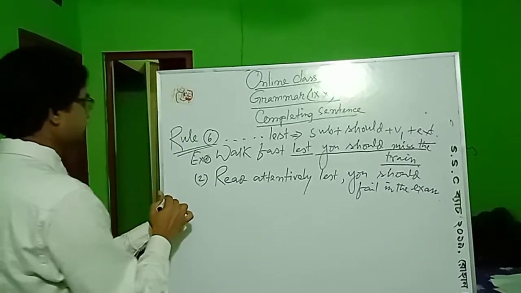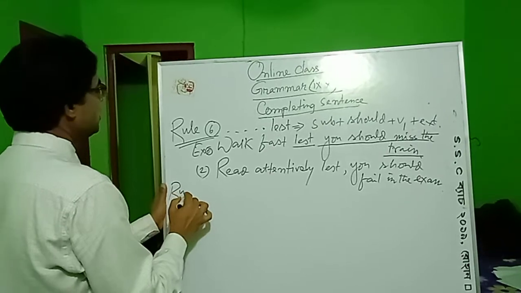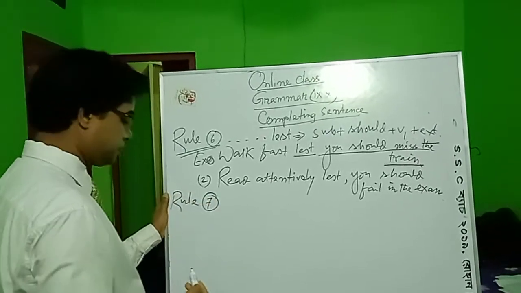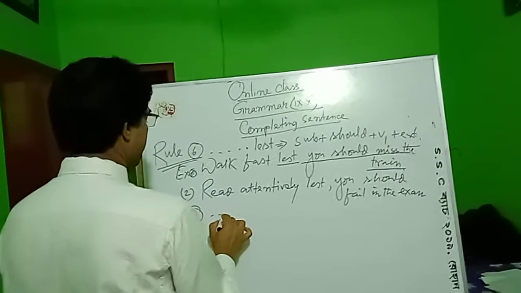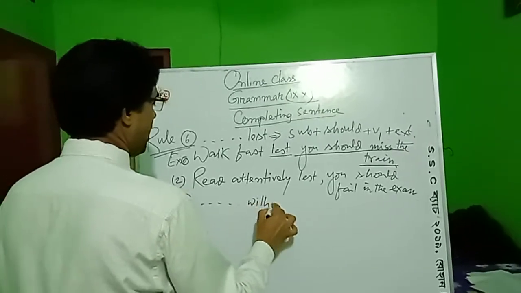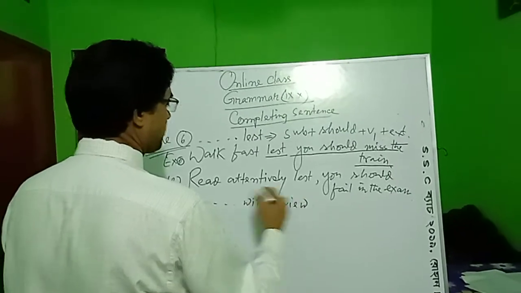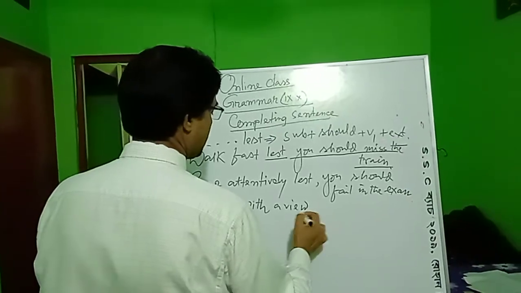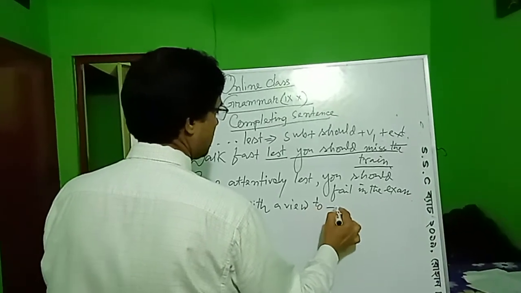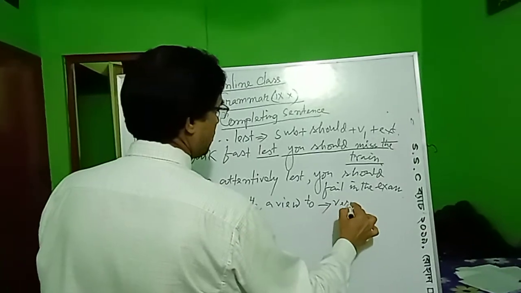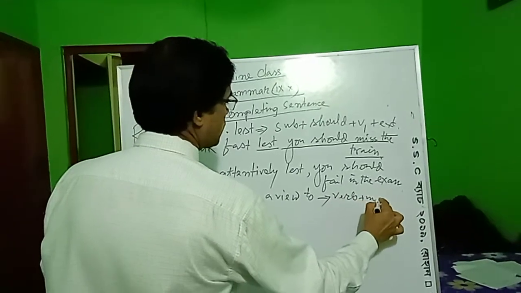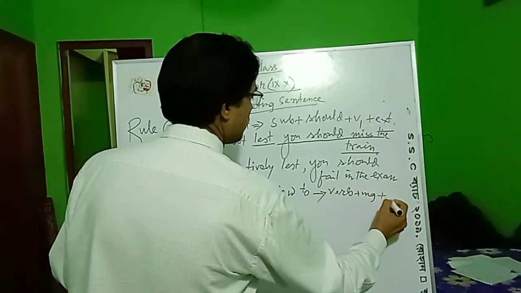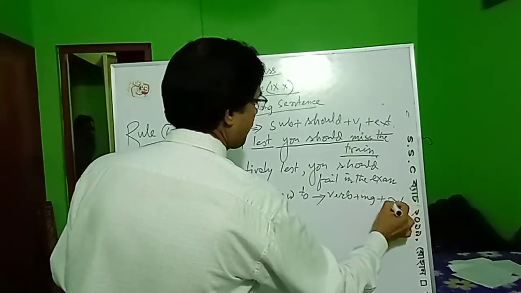Dear students, now I am going to another rule, rule number 7. If we find "with a view to" at the end of the sentence or at the beginning of the sentence, we will write verb, then we will use ing, that is present participle, then we will write extension.